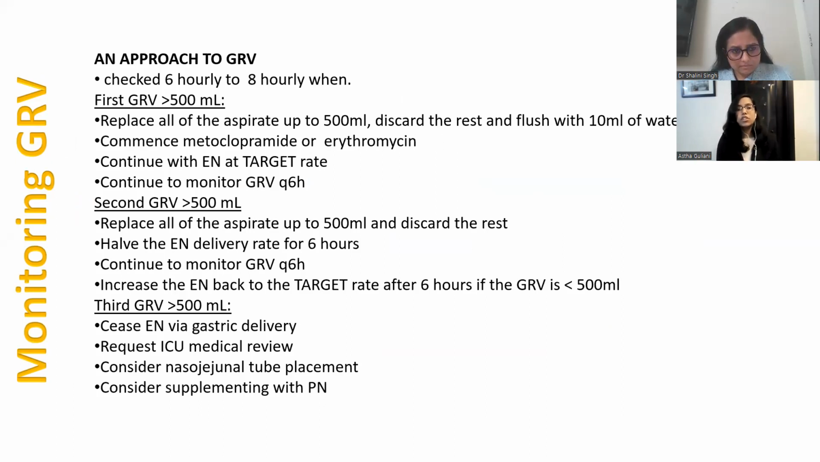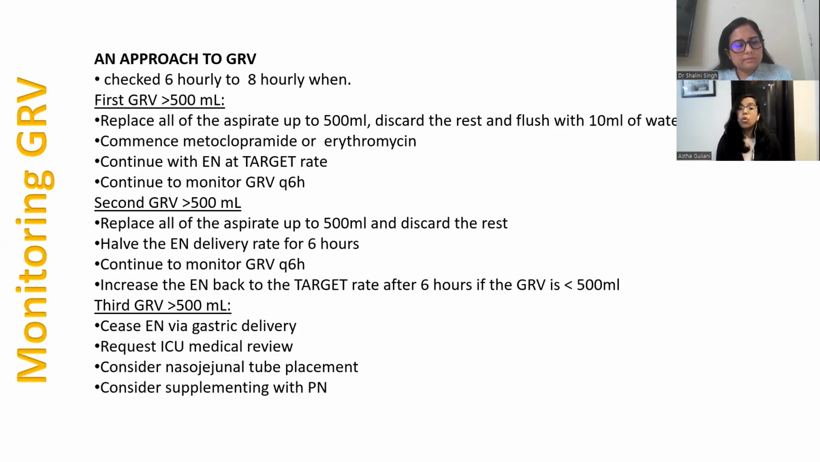In case the gastric residual volume becomes more than 500 ml, then we have to replace all of the aspirate up to 500 ml, discard the rest, and flush with 10 ml of water. We don't need to stop the feed or reduce the feed. We will just commence erythromycin prokinetic agent or metoclopramide, and then continue with the enteral nutrition at the target rate and continue monitoring every 6 hours.